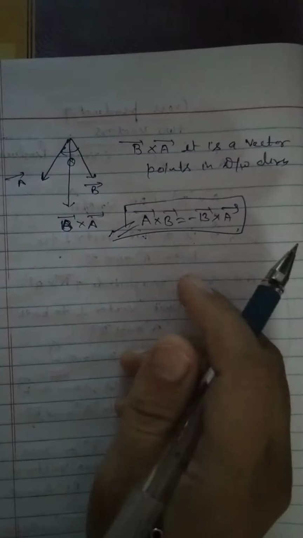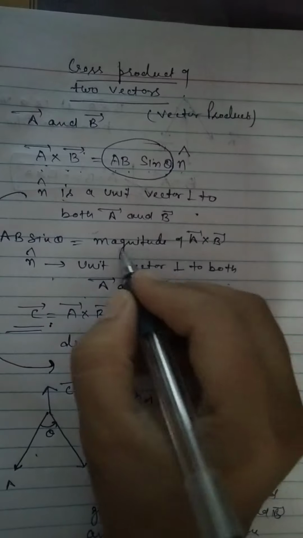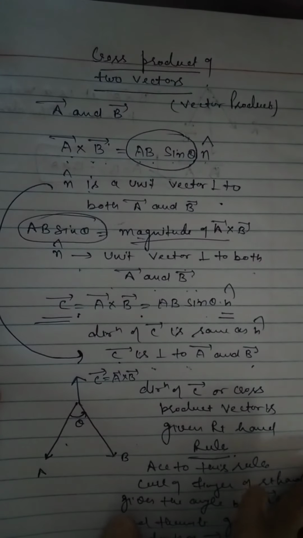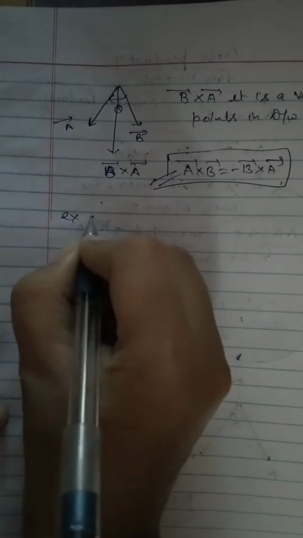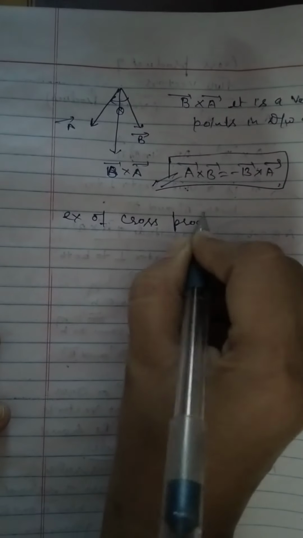Right, students? So we have discussed what is the magnitude of A cross B. Magnitude of A cross B is AB sine theta. Now the next is examples of cross product. Which quantities are represented by cross product? First is torque.